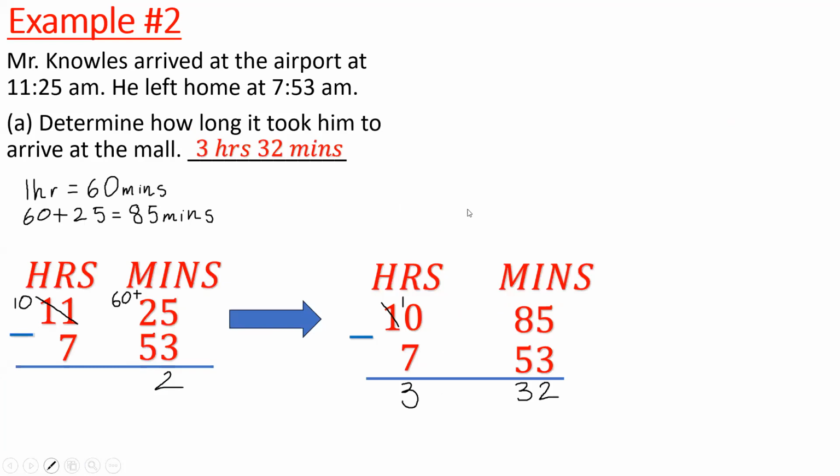Okay, so I understand that when you borrow from the 11 hours, the 11 becomes 10. And there are 60 minutes in an hour, so you would add 60 and 25, and that would become 85. And it would be 10 hours minus 7 hours, and it's 85 minus 53, and that's how you get your answer. That's correct. Very good. Okay, so Don, do you understand?